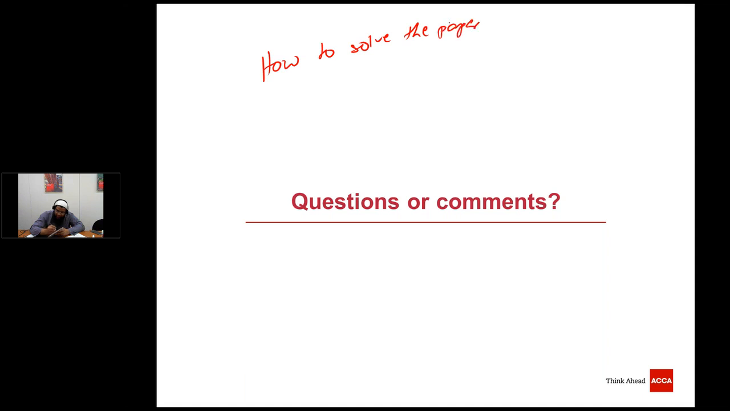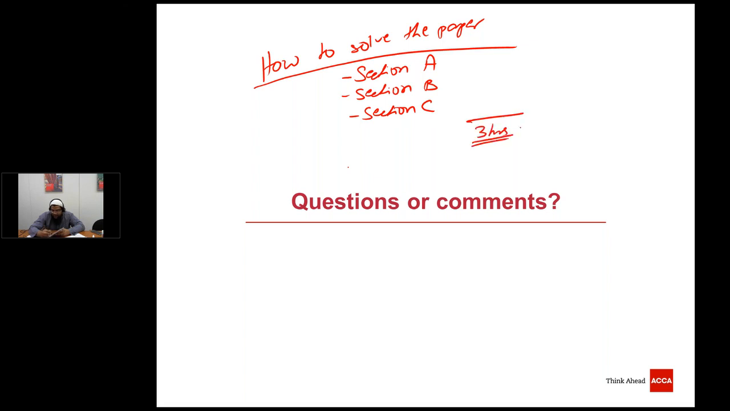In the paper, you actually have three sections: Section A, Section B, and Section C. On an average, the total paper time is 3 hours and you have 100 marks to solve, which makes it 1.8 minutes per mark in the exam. But for Section C, that is comparatively less time than what you would actually be requiring. So we have to adjust the time accordingly.